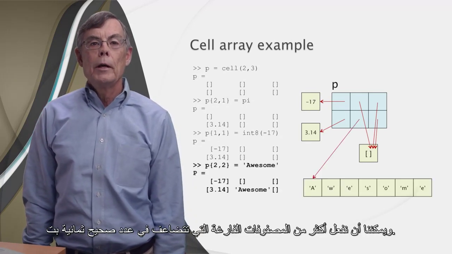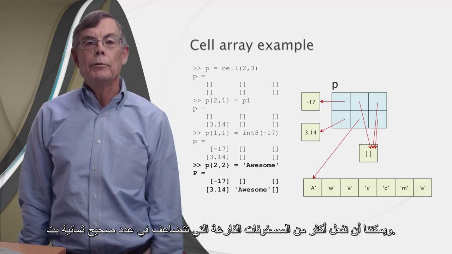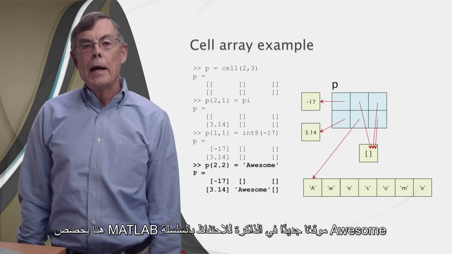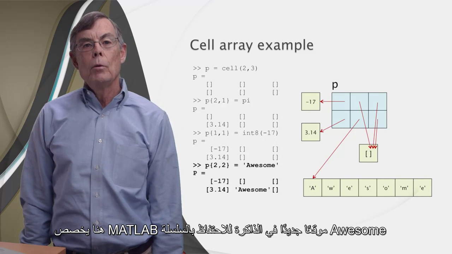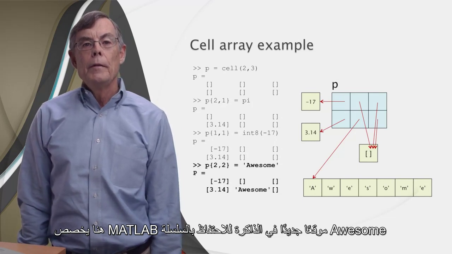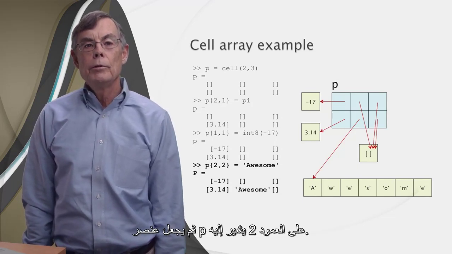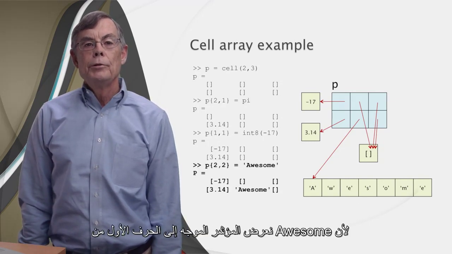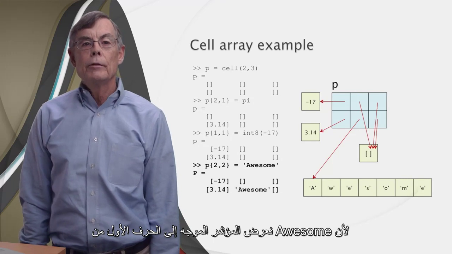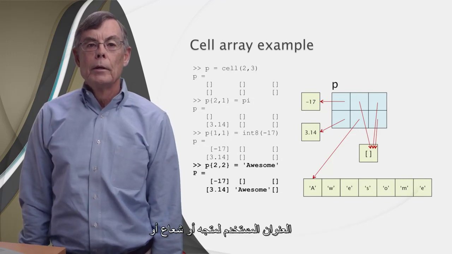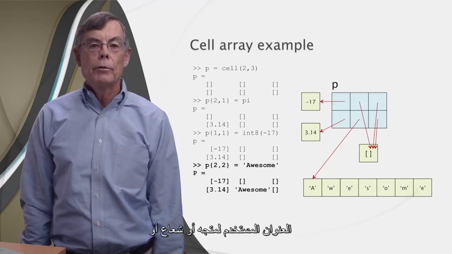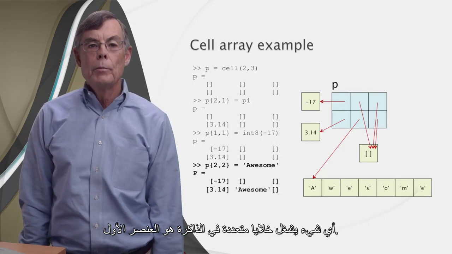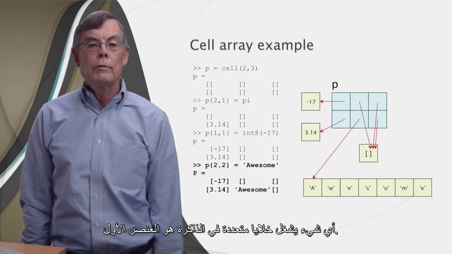And we can do more than empty arrays, a double, and an 8-bit integer. Here, MATLAB allocates a new location in memory to hold the string awesome, and then makes the element of P on row 2, column 2, point to it. We show the pointer directed at the first character of awesome because the address used for a vector or array or anything that occupies multiple cells in memory is that of its first element.